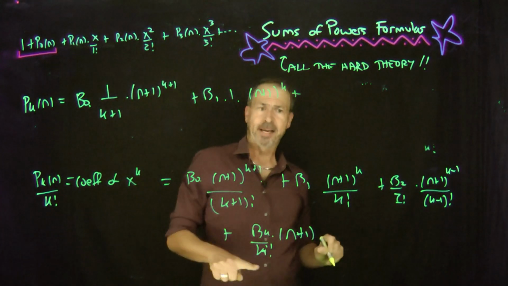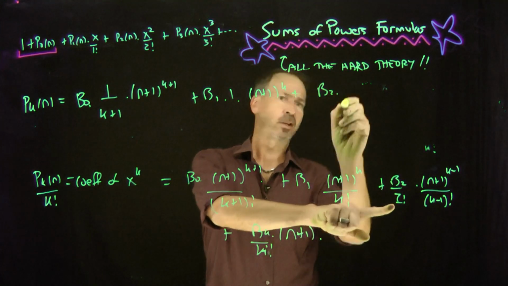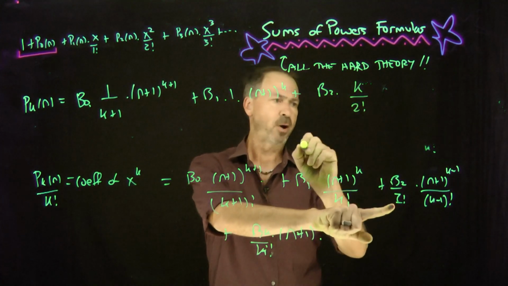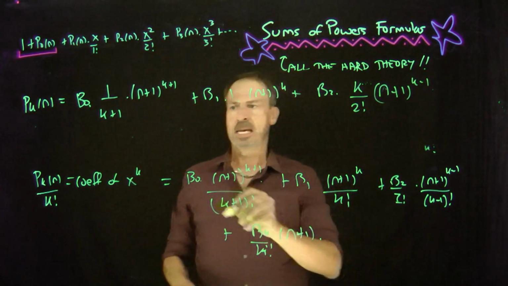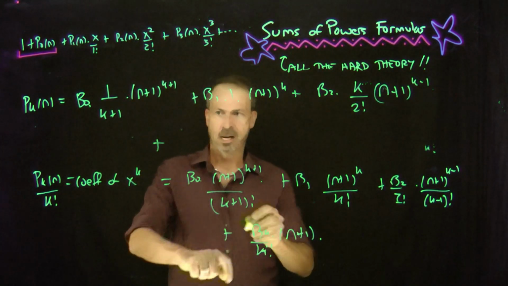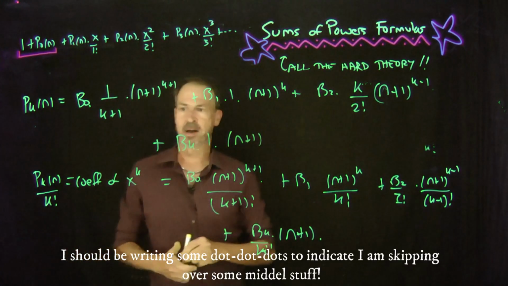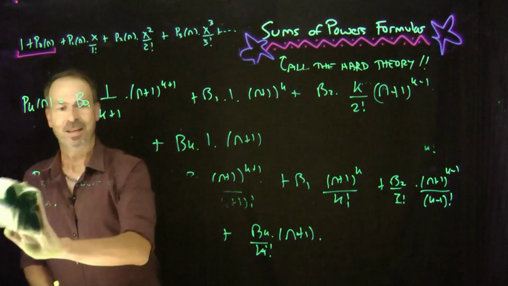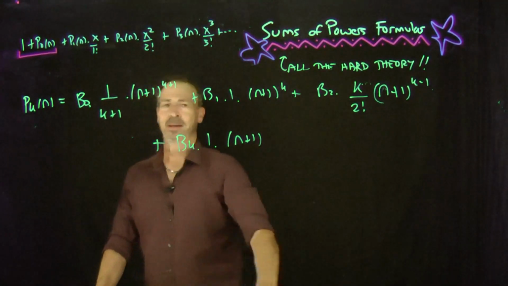Plus, multiplied by k factorial, b2. What do I get for k factorial? I get a k on the top and a 2 factorial on the bottom, and n plus 1 to the k minus 1. Keep going, multiply by k factorial, I'll get bk times 1 times n plus 1 to the 1st power. Okay, great. There is a formula for my sum of powers.